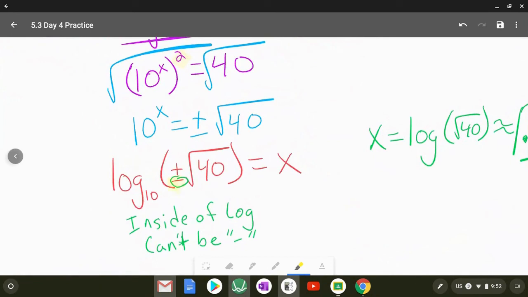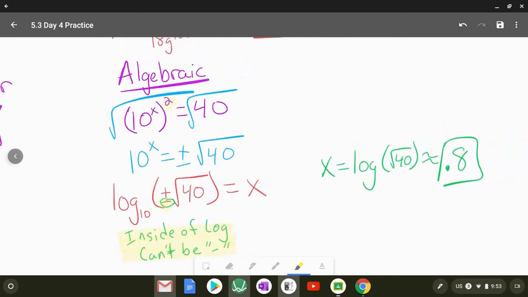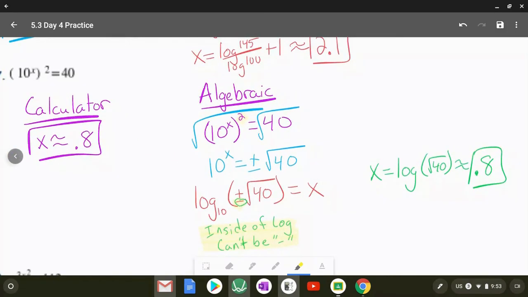And then we highlighted this here. We made a little note. We have log base 10 of plus or minus the square root of 40. The inside of a log cannot be negative. So that gets rid of that negative root 40. But we do see that the log of square root of 40 is approximately 0.8. So it shows that our calculator one matched.